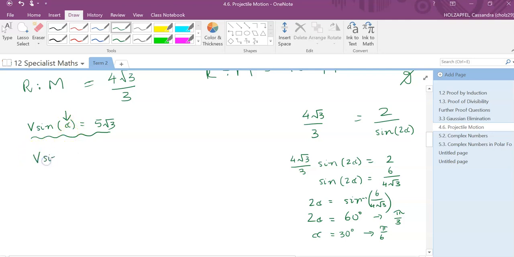So V sine of 30 degrees is going to be equal to 5 root 3. Okay, and now I'm going to determine what sine 30 is. So sine 30 has an exact value of 1/2. So 1/2 V is equal to 5 root 3. So I'm going to double both sides so that the initial velocity is going to be equal to 10 root 3.